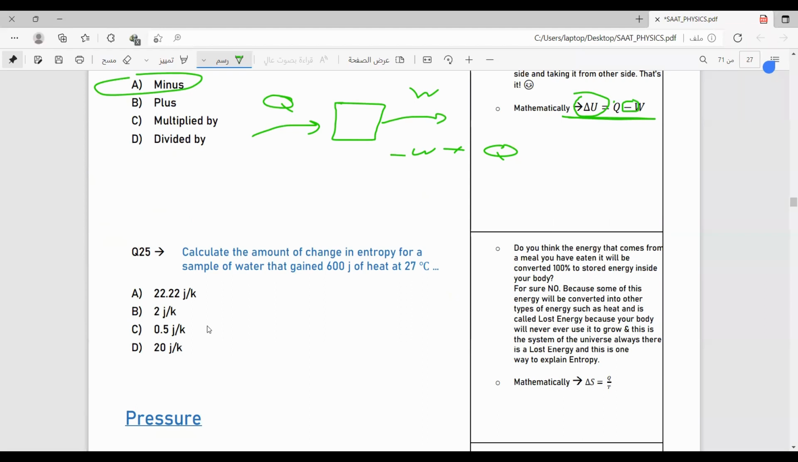Question number 25. We have this question. Calculate the amount of change in entropy for a sample of water that gains 600 joule of heat at 27 Celsius.